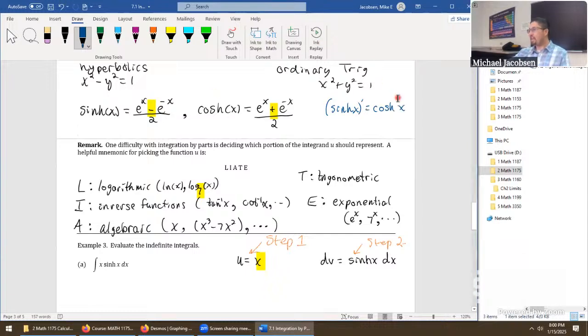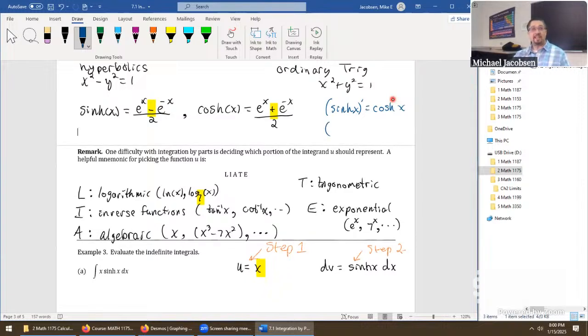I say this in a couple ways. Sometimes when I have enough energy, I say hyperbolic cosine. If I'm running out of energy or just breath, I just say cosh x. There's a standard way to say it as well. So the derivative of hyperbolic sine is hyperbolic cosine.